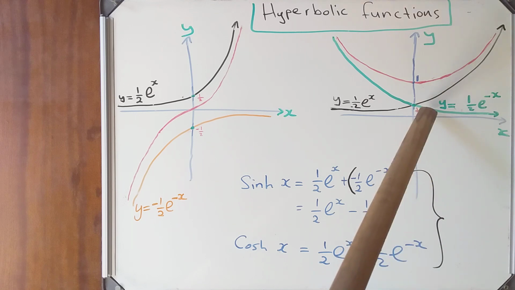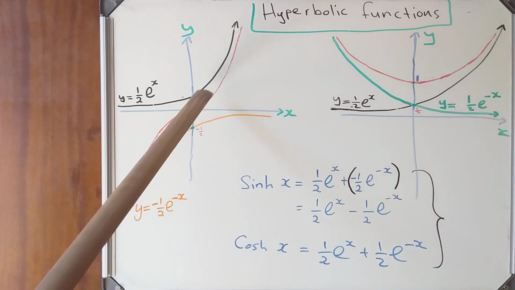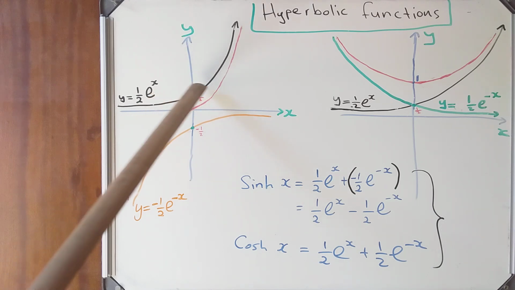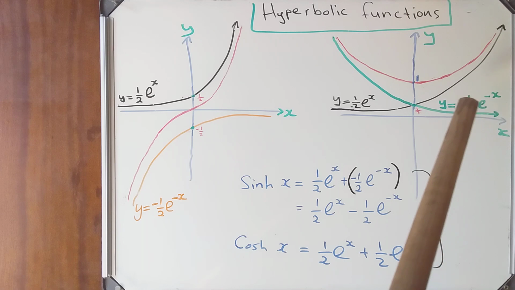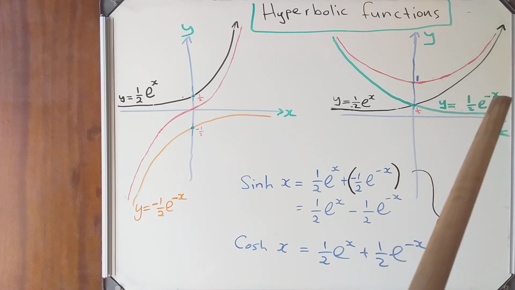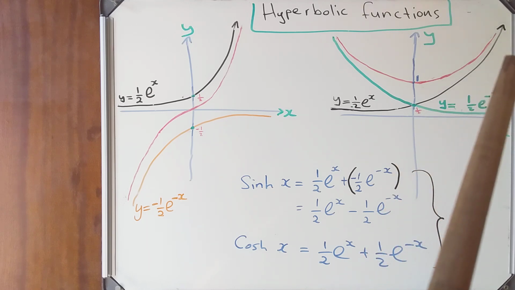And remember the intercept is half. Also the intercept here, when x is 0, it's half. When x is 0, y is half, because any number to the power 0 is 1.